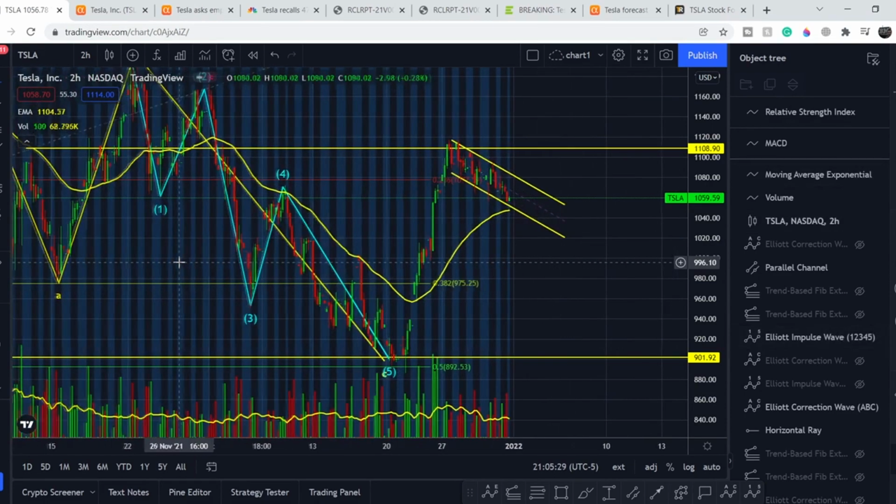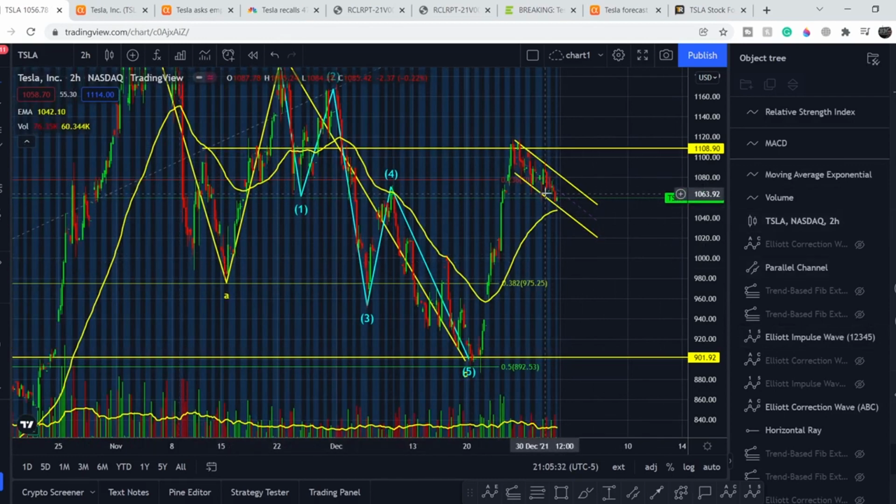So, for now, I have to say that it is not the best point to enter your long position with Tesla, because we don't have enough confirmation to see the next leg to the upside. And this means the probability of the next movement to the highest price targets is not so probable.